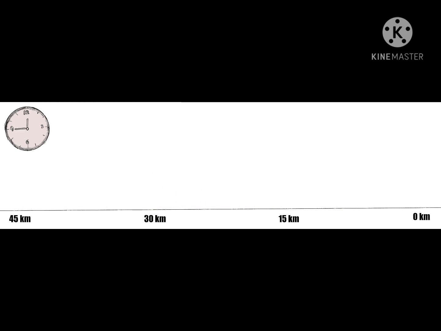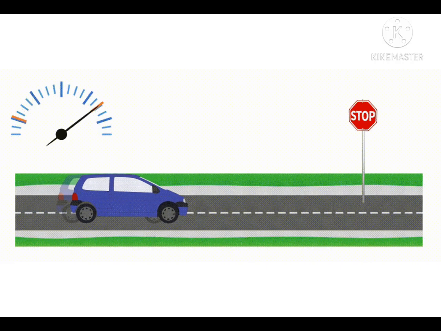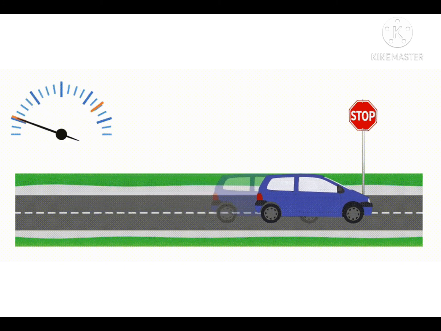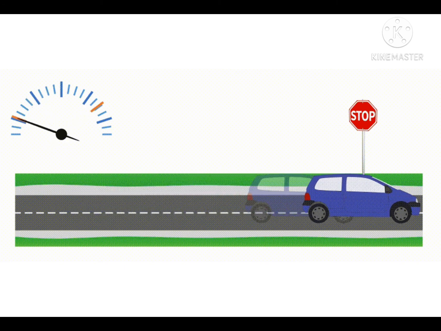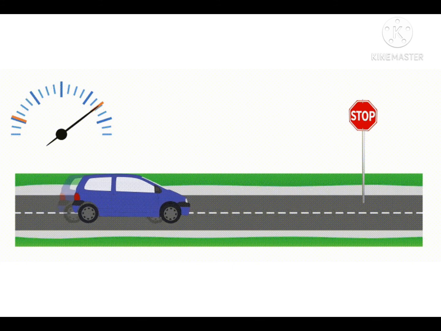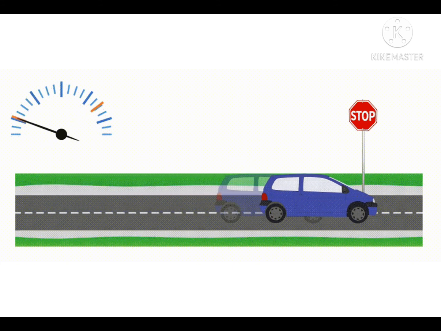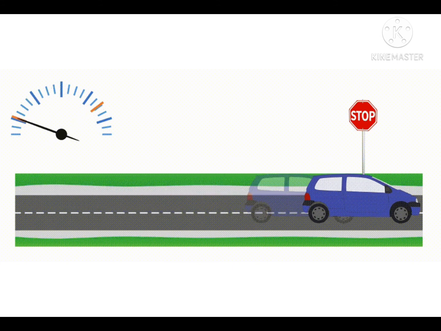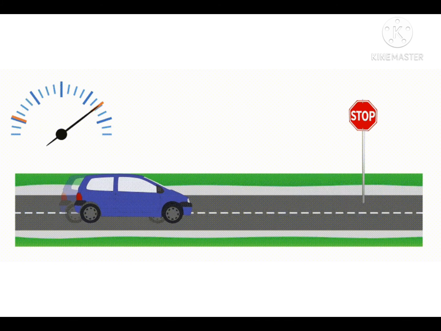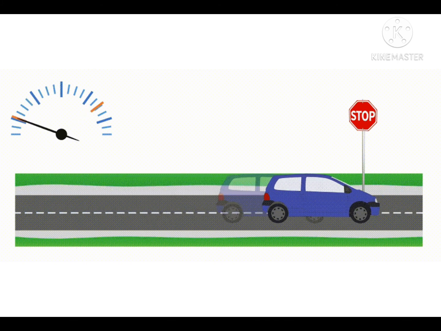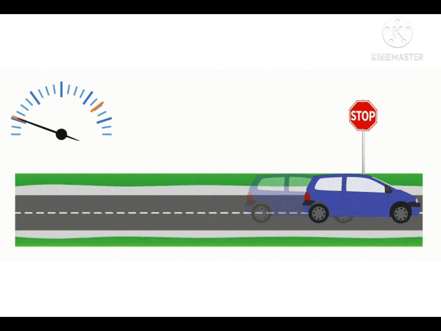The next one is non-uniform motion. An object moving along a straight line path is said to have a non-uniform motion when its speed keeps changing, or a body is said to have non-uniform motion when it travels unequal distances in equal intervals of time.